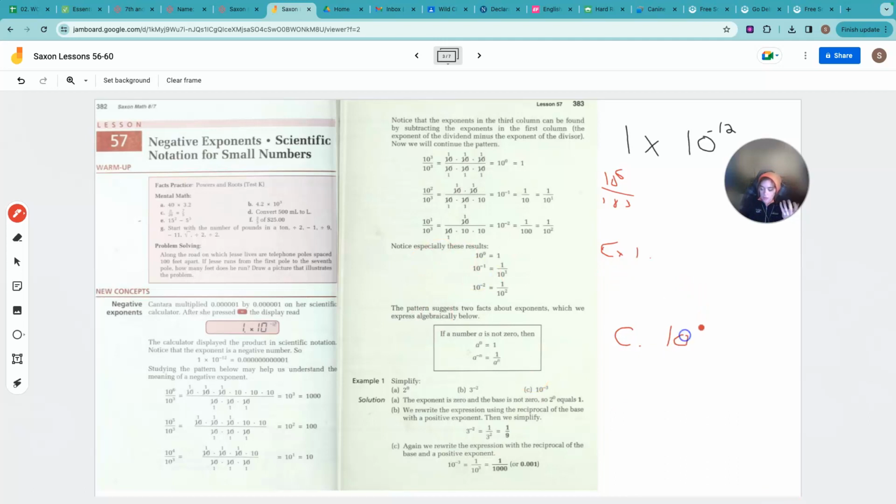So, C. 10 to the negative third. Excuse me, that could have messed us up big time. 10 to the negative third. So remember, it's negative, so it needs to be smaller than 10. The first thing we're going to do is change it into a fraction. So we're putting 1 over on top, and now we have 10 to the positive third power, 10 to the third. So that basically equals 1 over 10 times 10 times 10.